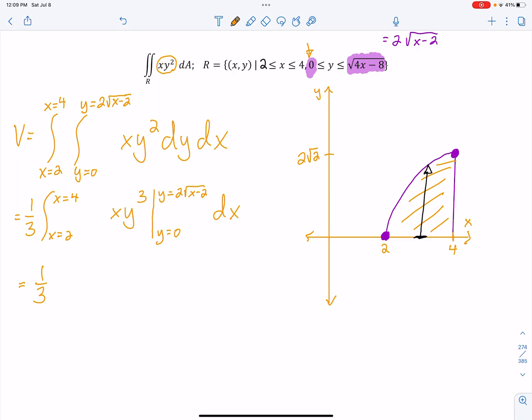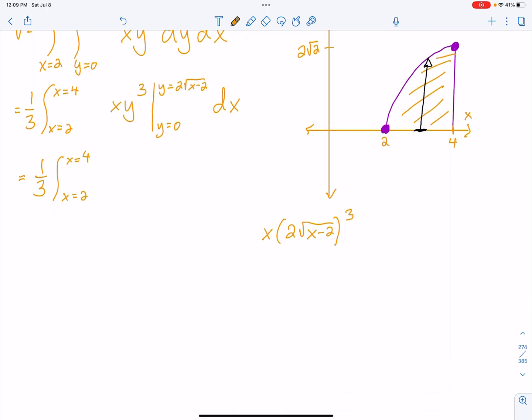I prefer to do it this way because I know I mess it up. All right, so this is x equals 2 to x equals 4. Now, I'm going to write this off to the side to just kind of help you understand what's going on. This is 2 square root x minus 2, and we're going to plug it into the 3rd power. All right, the 2 to the 3rd is 8.